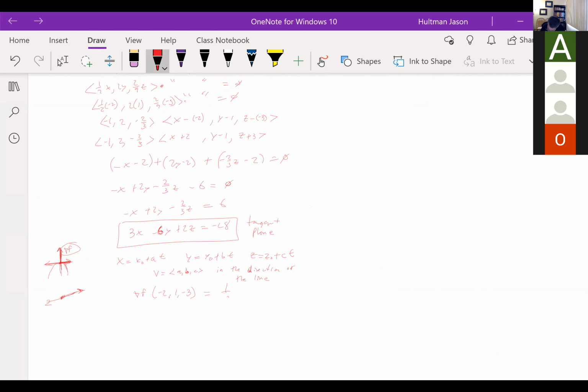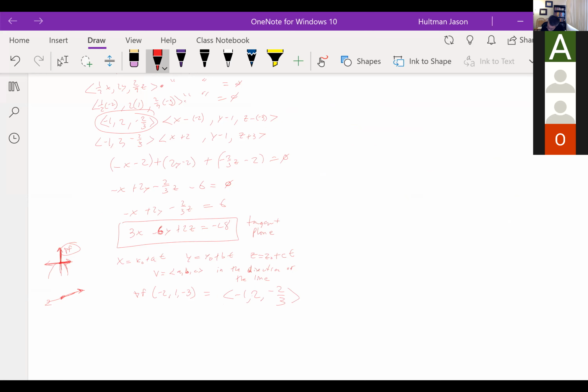Del f was 1/2 times x, -2, and then 2 times 1, and then 2/9 times -3. We already have that, it's right here, so I'm not going to do it again. So this is -1, 2, and -2/3. That's going to be my abc.